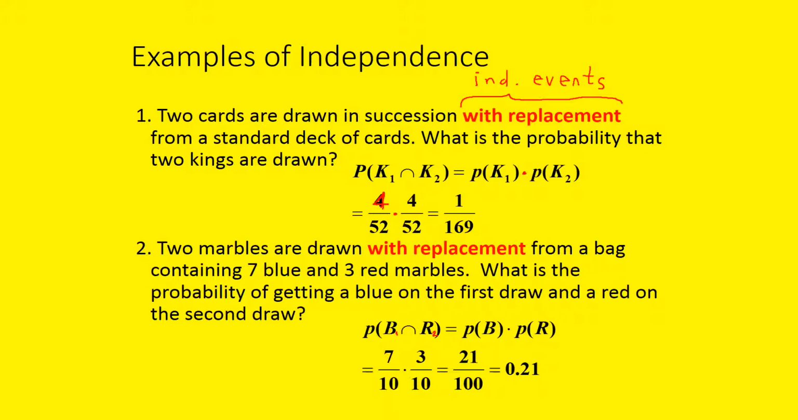That's probability of blue on the first, which of course is 7/10. Probability red on the second, and you've replaced that blue one that was drawn on the first draw, so all 10 of the marbles are still there in the bag for the second draw, making the probability of red on the second 3/10, not 3/9, but 3/10. So we get 0.21 for the probability of blue on the first draw, red on the second draw, which feels about right.